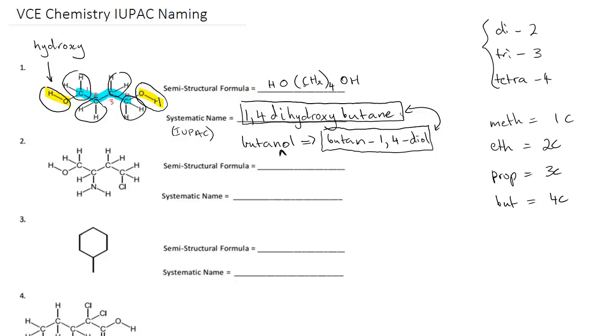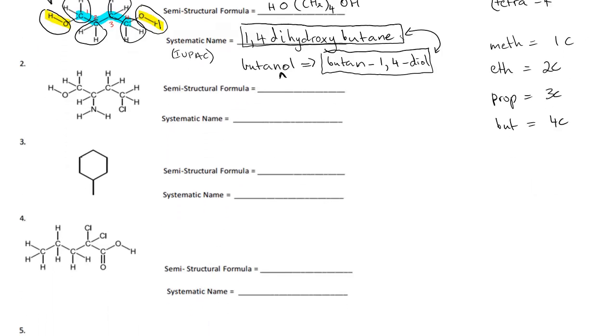So semi-structural formula can often be condensed. As you can see here, we decided that instead of writing it out 4 times, we're just going to write a little 4 subscript to represent that. Okay, so hopefully all of that made sense. We'll move on to the next question.